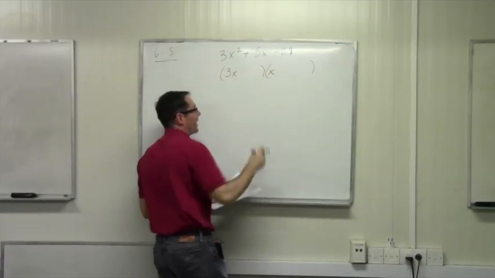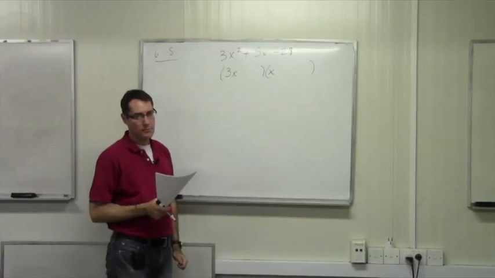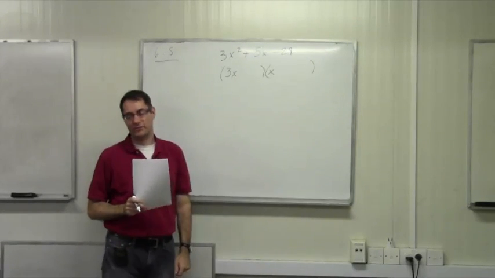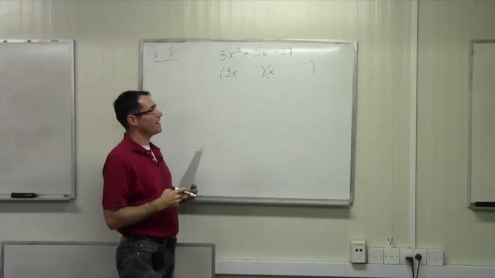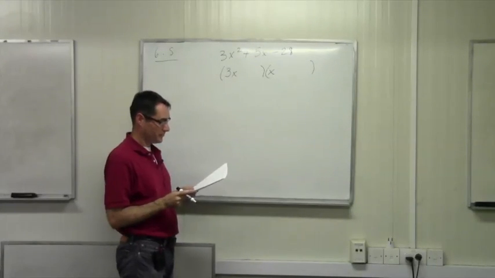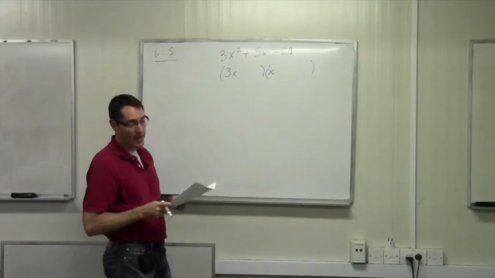3x and x. I suppose it could be negative 3x and negative x, but don't go down that road unless you have to. You generally won't have to. Okay? 3x and x. Again, the last factors have to be equal to negative 28.